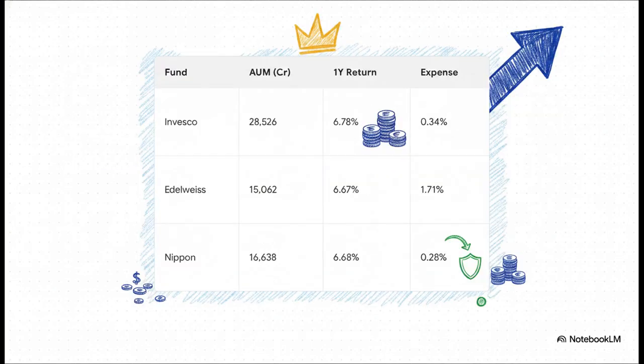And that track record builds a huge case for them against their peers, too. With a massive assets under management of over 28,000 crores, they completely dwarf major competitors like Edelweiss and Nippon India here. They pair a top-tier 1-year return of 6.78% with a super competitive expense ratio of just 0.34%. It's the perfect combo of size, performance, and low fees.